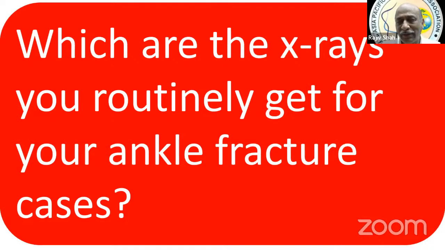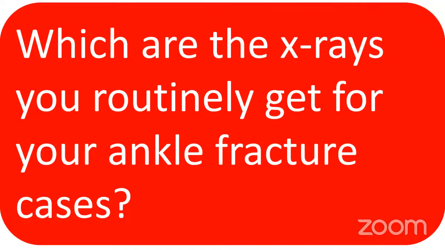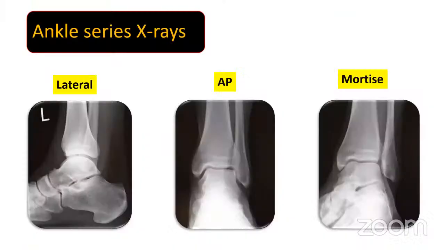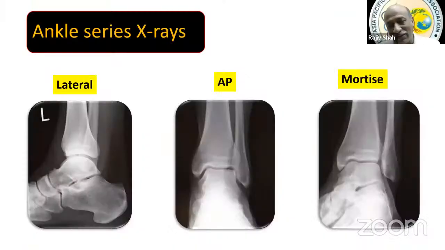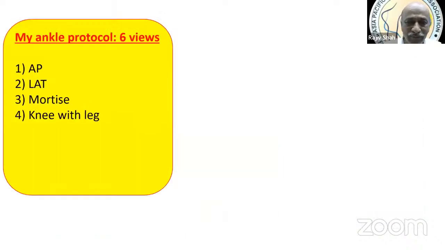Anybody disagrees with him? Anybody wants to add something? Maybe a knee X-ray as well. Most times I ask whether there is tenderness on the proximal end of the fibula. So AP, mortise, lateral, and you also need the joint above, so knee with leg.